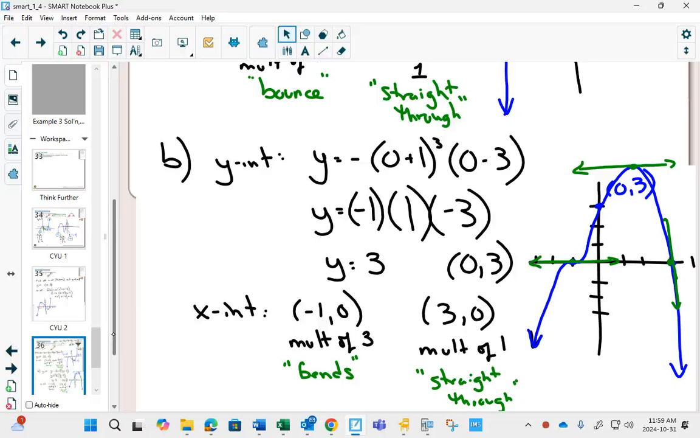So the multiplicity tells us what's happening at that x-intercept. Most of the time they go straight through, but some of the times they bounce and some of the times they bend. And the bouncing and the bending makes it work so that your end behavior still matches up in the end. Questions for practice on this one? 9, 10, 11, and 12.